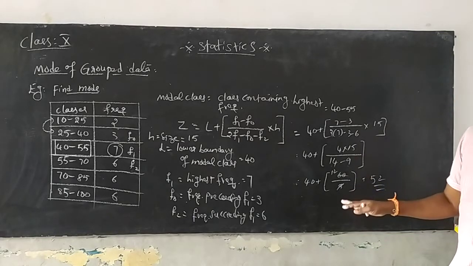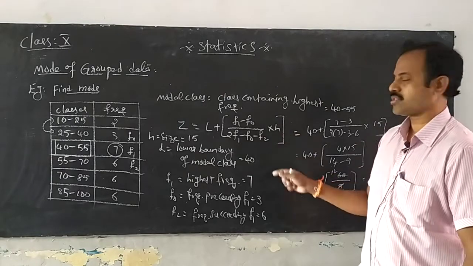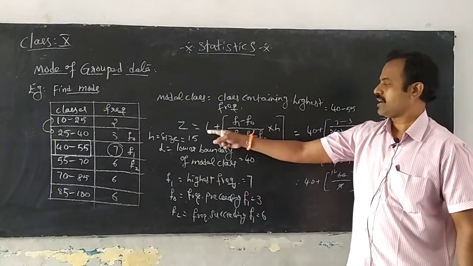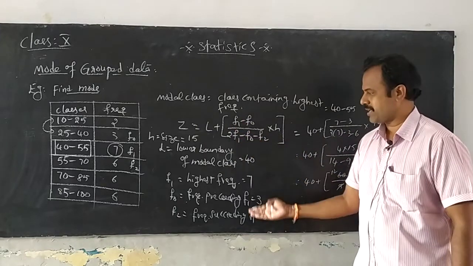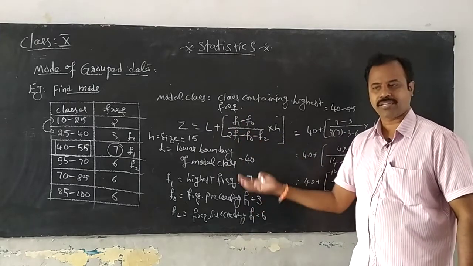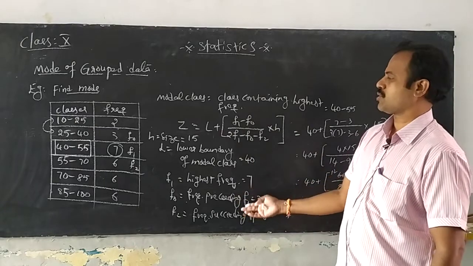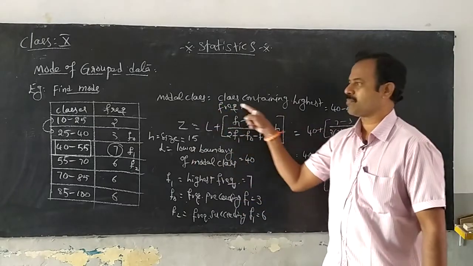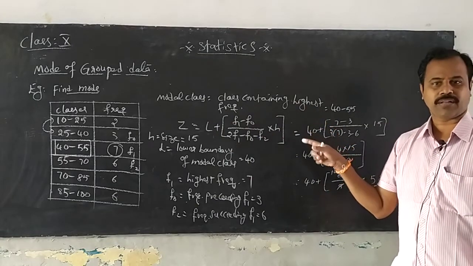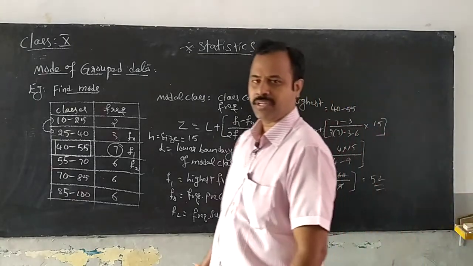Is that clear, everybody? In the examinations, it is most important: they will ask you to write the formula for the mode of a grouped frequency distribution and explain the terms. You must be able to explain the terms in this order. While telling the lower boundary of the modal class, better you also write what is meant by a modal class.